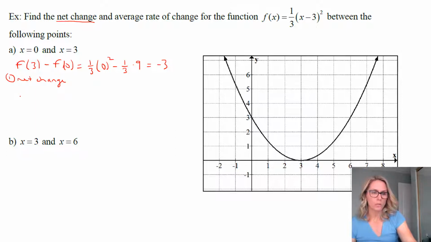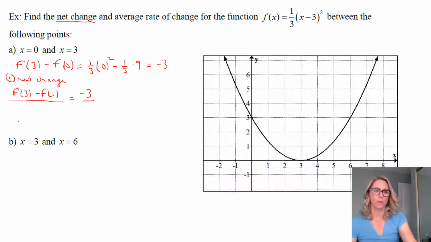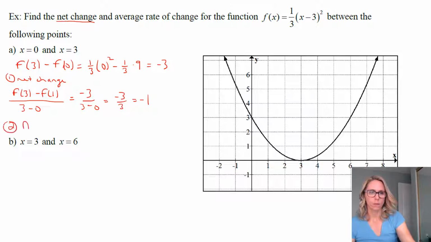For average rate of change, I just need to take that negative 3. So I'll write it in 2 steps here. I'm going to take that negative 3, and I'm going to divide it by that difference, 3 minus 0, the difference in my x values. So 3 minus 0, we can see that that's negative 3 over 3, or negative 1. So that is the average rate of change. And sometimes that's written out as average rate of change. So you don't have to write all of that all the time.